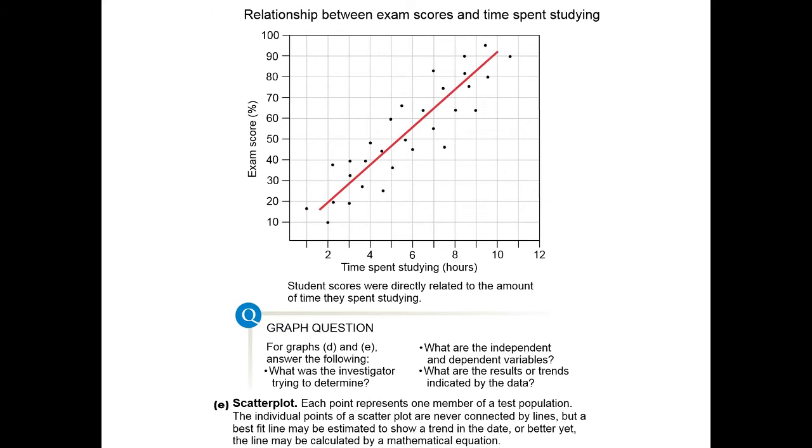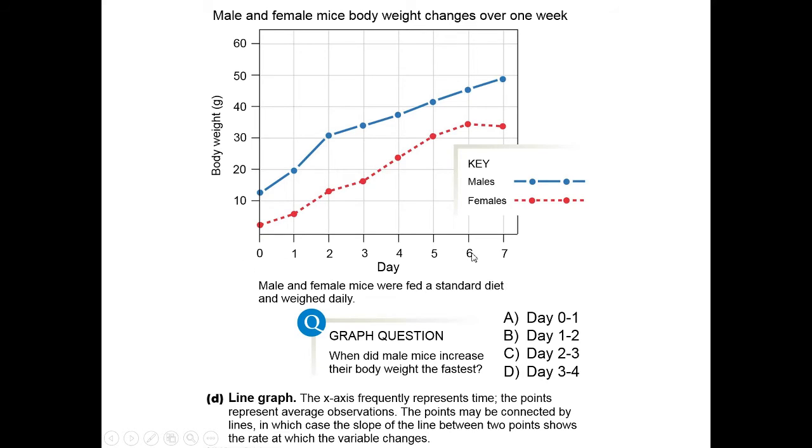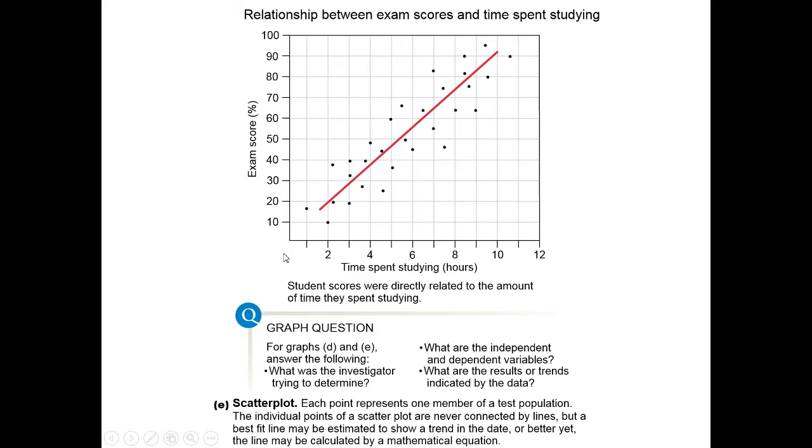The last graph that I'll talk about here is the scatter plot. Scatterplot, again, visually similar to the line graph, but it is not the same thing. Line graph, if you recall, let me go back. Line graph had time on the x-axis. We're showing a progression. Here we're looking at changes in body weight.